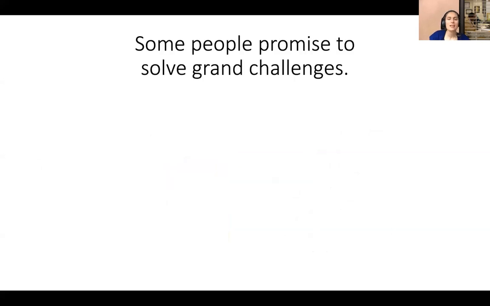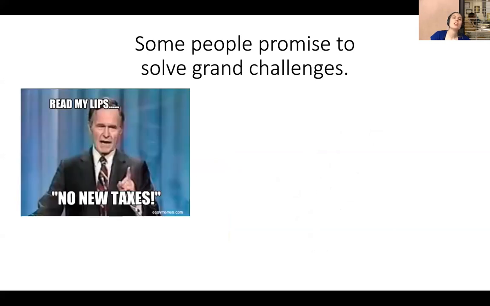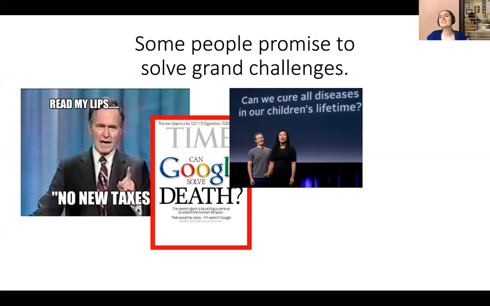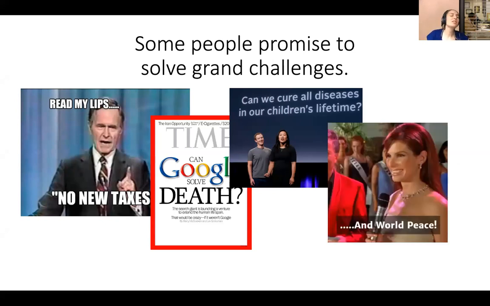I'll tell you, because so many people out there in the world are promising to solve grand challenges. No new taxes. Google said that they tried to solve death. I don't even know what that means, to solve death. Cure all diseases in our children's lifetime. Not just cancer, all of them, all right? And the canonical beauty pageant winner, world peace. Like, people talking about curing world peace who still bicker with their parents and siblings every day. I'm like, why would I send you to Israel and Palestine if you don't even talk to your siblings?